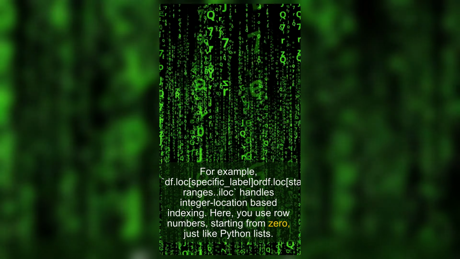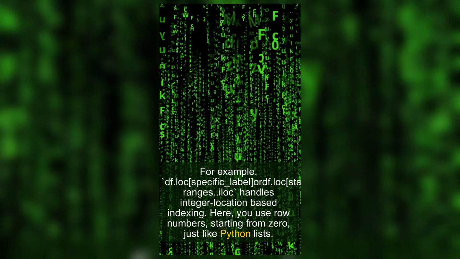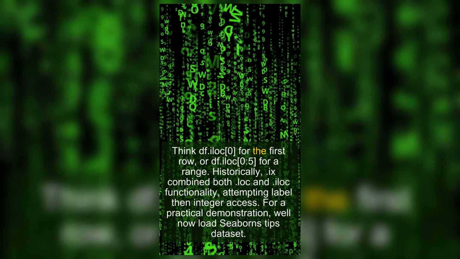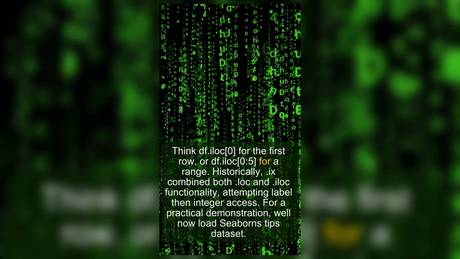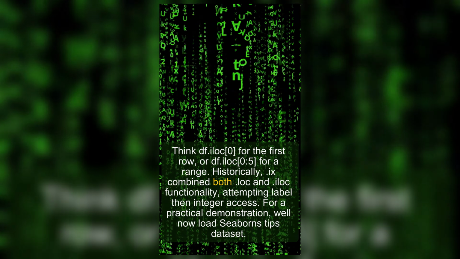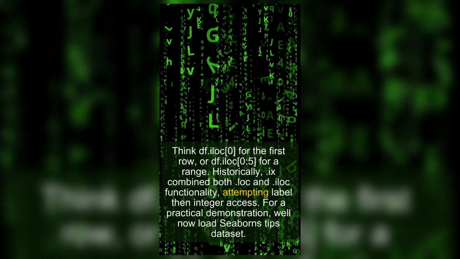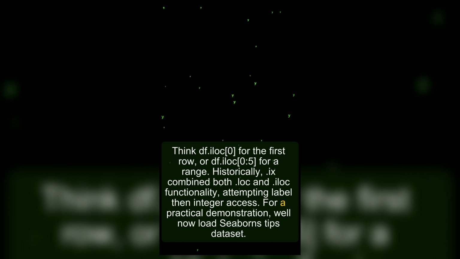iloc handles integer location-based indexing. Here, you use row numbers, starting from 0, just like Python lists. Think df.iloc[0] for the first row, or df.iloc[0:5] for a range. Historically, .ix combined both .loc and .iloc functionality, attempting label then integer access.